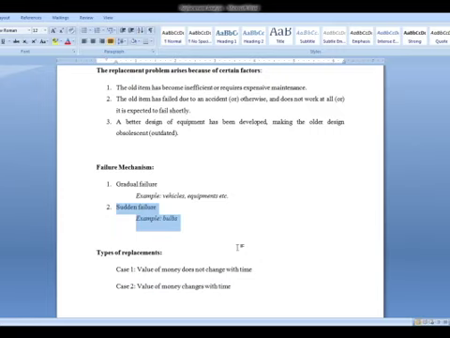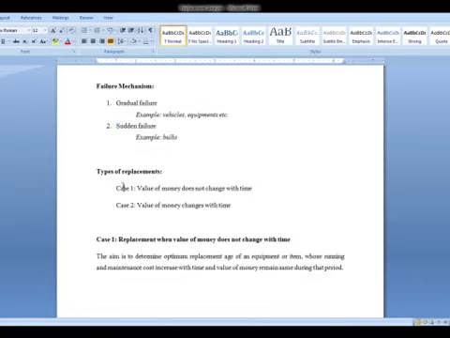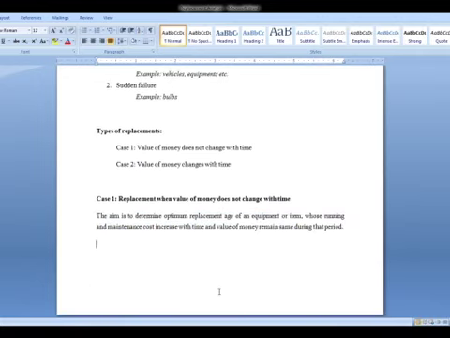Now we are going to see case 1, that is replacement when the value of money does not change with time. Here the aim is to determine the optimum replacement age of an equipment, meaning after how many years or how many months you're going to replace the equipment, whose running or maintenance cost varies with time, while the value of money remains the same during that period. Now let us quickly take one example and try to solve this.